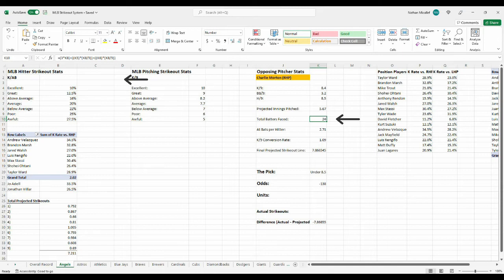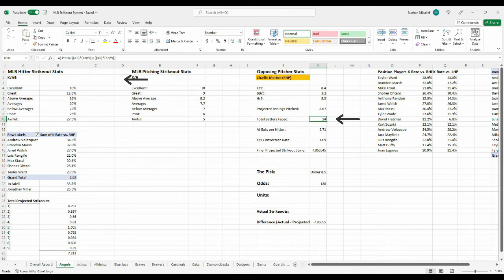Now, I can see how this formula would get a bit complicated when you're throwing around these ratios and number of innings pitched, but this is just to give you a general idea of the total number of batters that the pitcher is going to face in this outing. If Morton wasn't to walk or give up any hits, he'd face 24 batters and would have a chance at recording 24 outs.